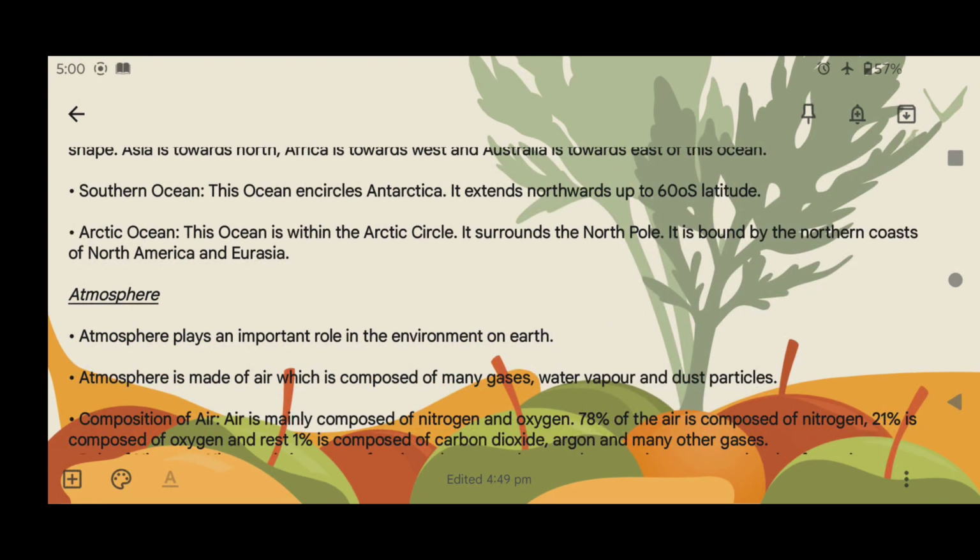Arctic Ocean. This ocean is within the Arctic Circle. It surrounds the North Pole. It is bound by the northern coast of North America and Eurasia.